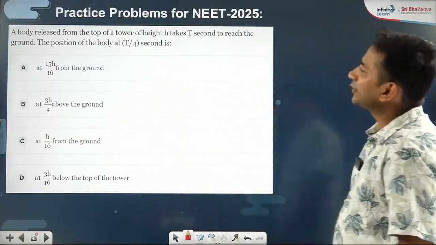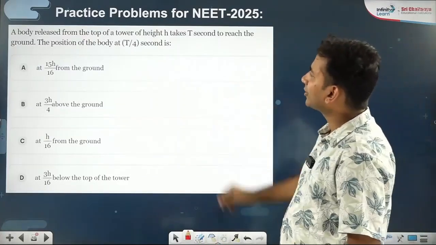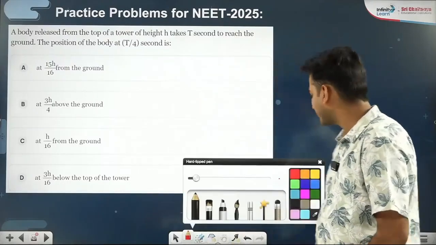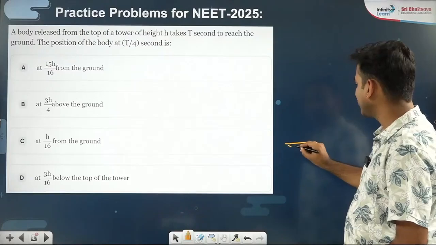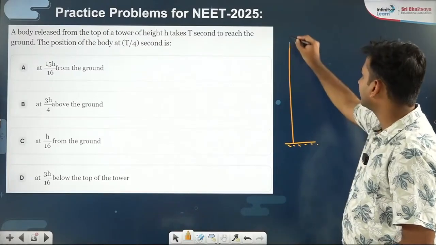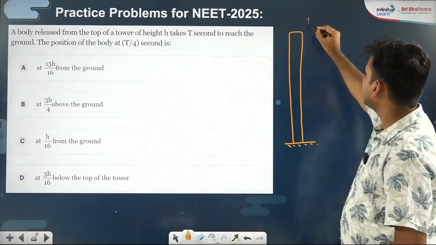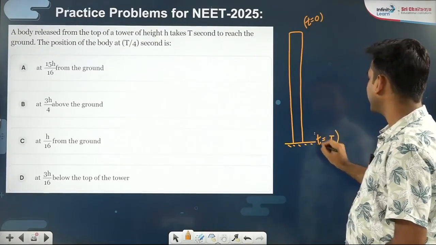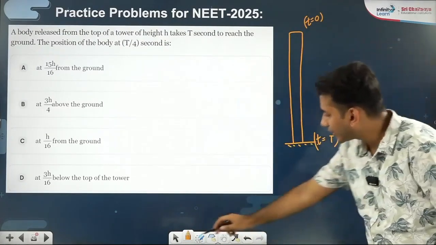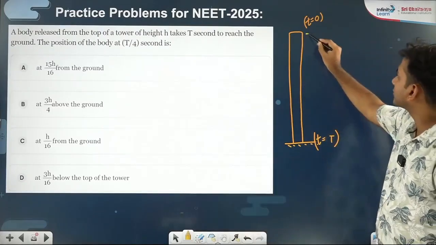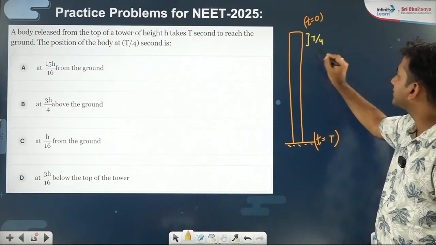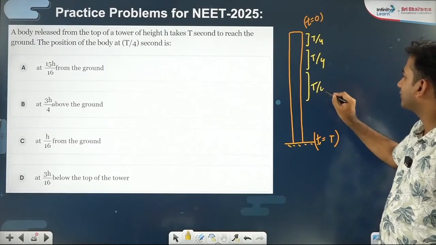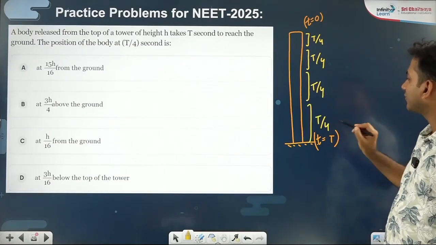The question is: a body is released from the top of a tower of height h, and takes t seconds to reach the ground. What is the position of the body at t by 4 seconds? It is given that the total time is t. At t equals 0, the body will be here. At t equals capital T, the body will be here. If you break it into t by 4 time intervals, in the first t by 4 it will travel the least, then in the next t by 4 a bit more, then a bit more, and in the last t by 4 a lot more.